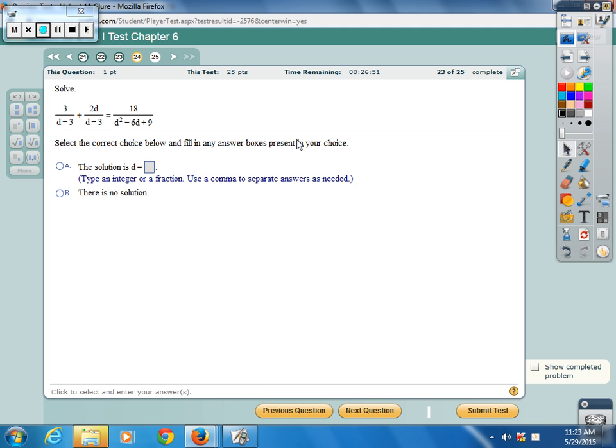Now I have a question. If you put them together, is it gonna be squared? The common denominator is D minus 3 quantity squared. So you got to multiply through by D minus 3 quantity squared. That's going to leave you with D minus 3 with the 3, D minus 3 with the 2D, and 18 on the other side. But all of you already have that, right?